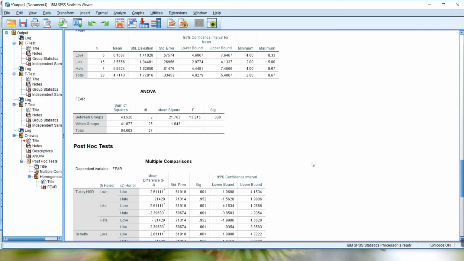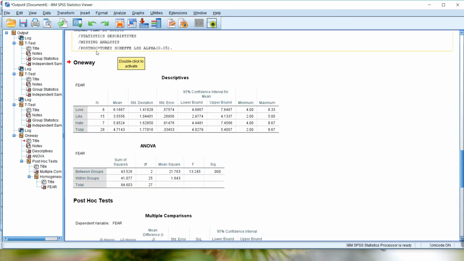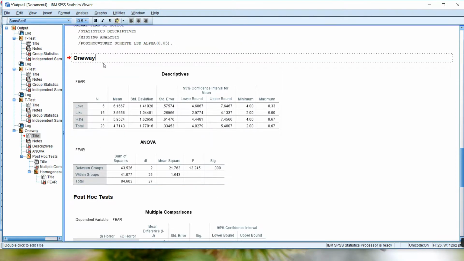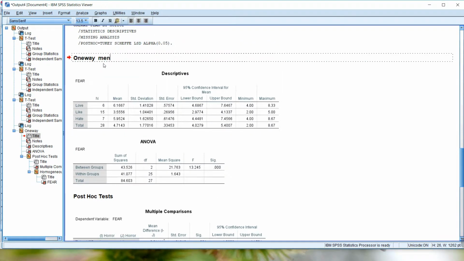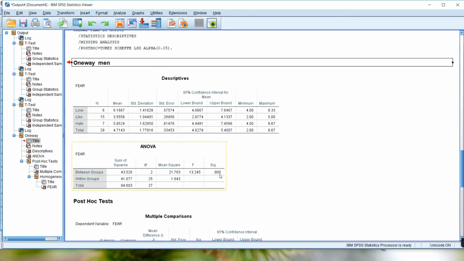All right. Here's the ANOVA itself. So for men, we should probably type in men here, so we know that this was the men only. If we look at the ANOVA results, the degrees of freedom are 2 and 25. Here's our F value, but most importantly, we have just learned that there is a difference somewhere among the means for love, like, and hate when we're looking at the men.